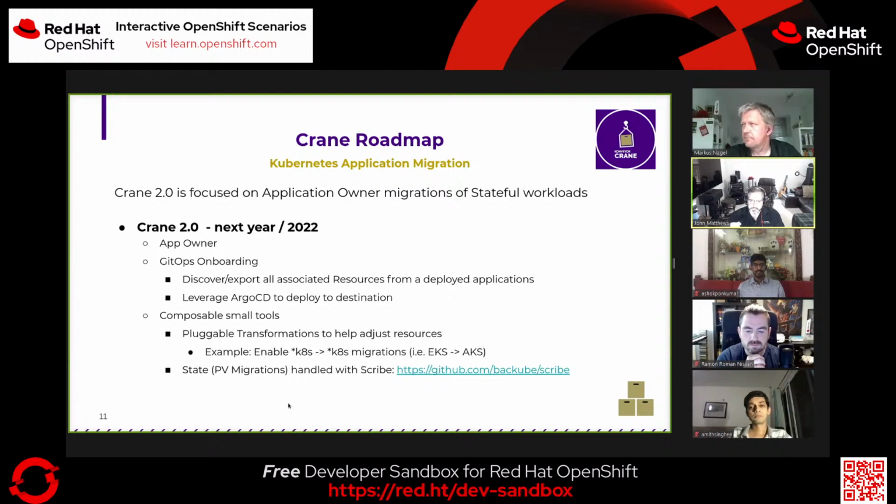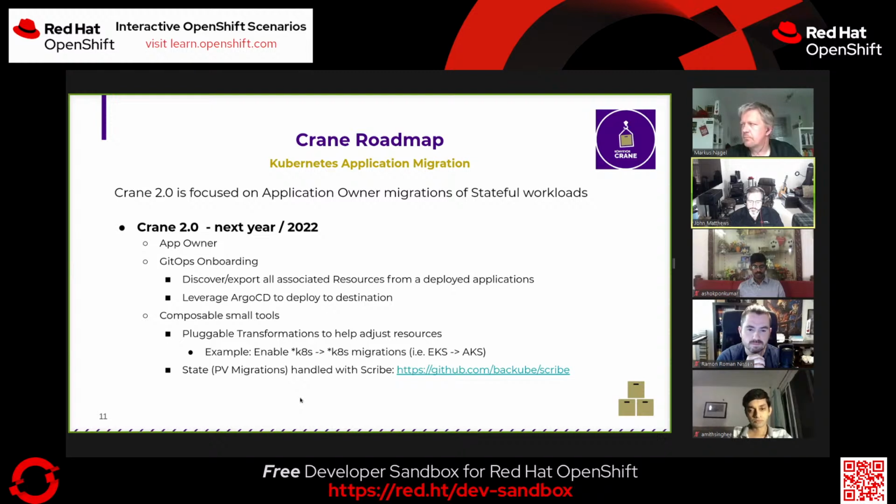So you can picture that you have an application running on a cluster, and maybe you're not quite sure how that application came to be. You don't know all the pieces of it. You can point Crane 2.0 at that application. We'll discover and export all the resources. Then we'll massage them, make those small little tweaks that are needed sometimes so it can be repeatable and you can reuse it.